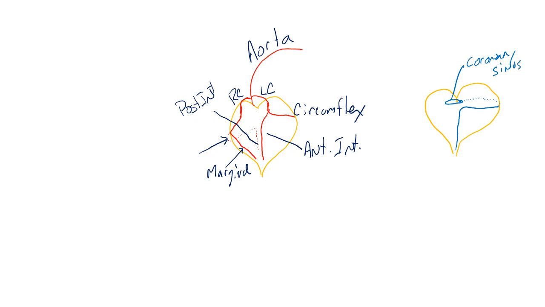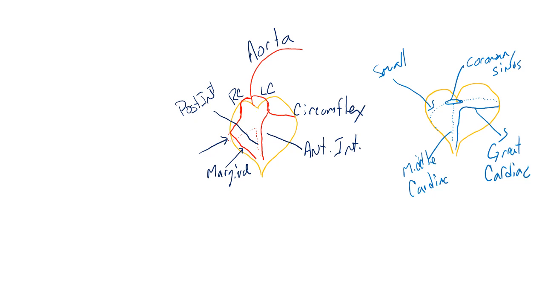right there. Coming up the posterior side of the heart, we then have our middle cardiac. And so this was the great cardiac. And then lastly, coming along the right side of the heart and then meeting into that coronary sinus as well, we then have our small cardiac. So for the arteries, they are coronary, and for the veins, they are cardiac.